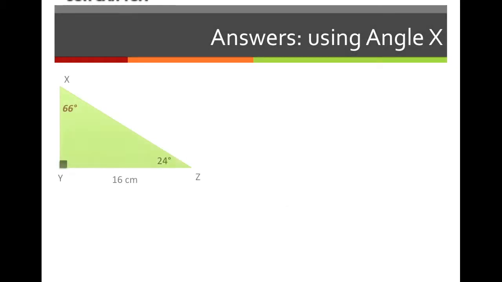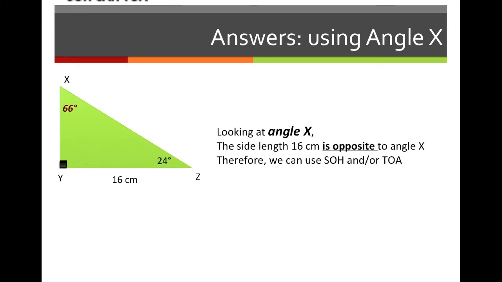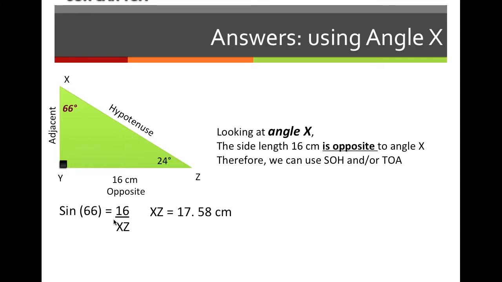Here are the answers if you used angle X. If you used angle X, you had to do 180 minus 90 minus 24, which gave you 66 degrees. Then you would have to label your sides according to that 66 degrees. First, I used sine to find the hypotenuse, where I said sine of 66 is equal to the opposite side over the hypotenuse, and I solved to get 17.58 centimeters.